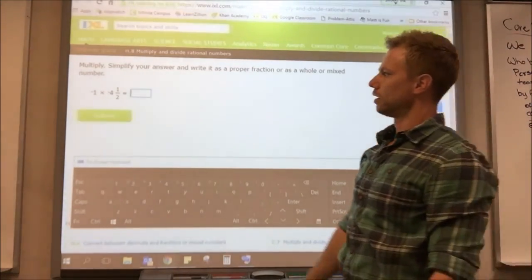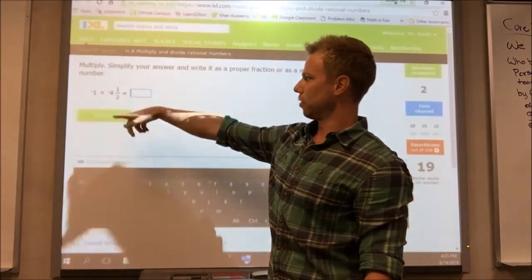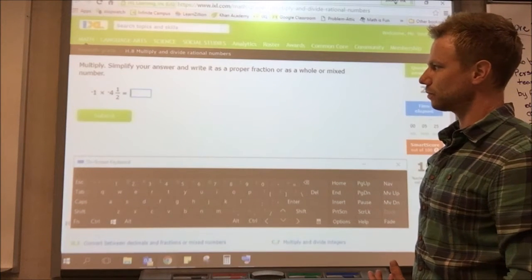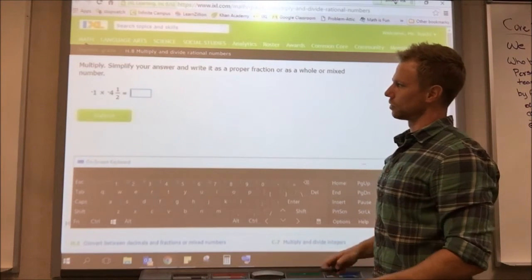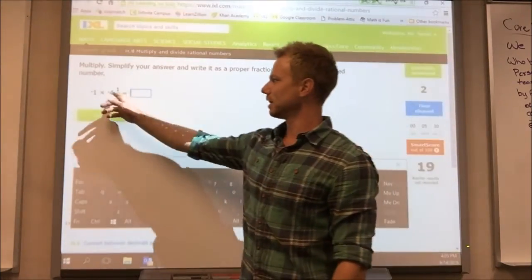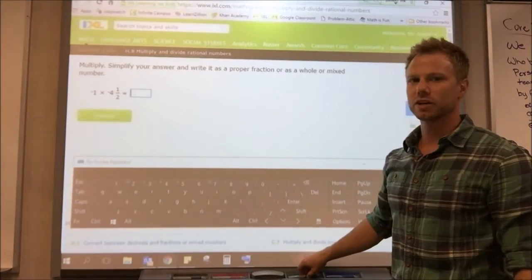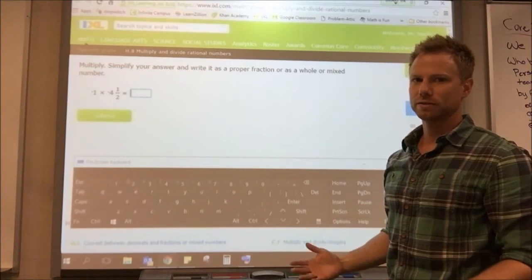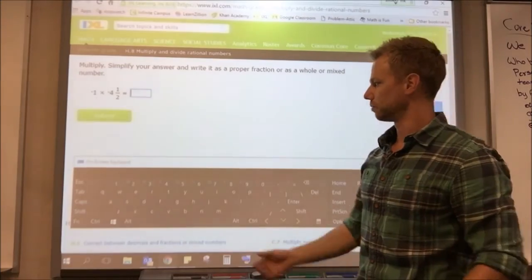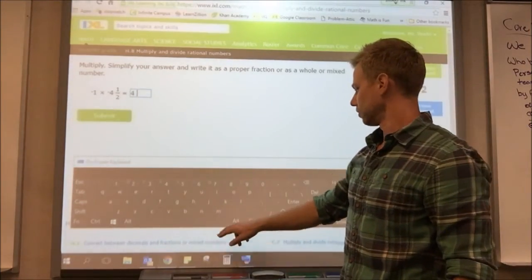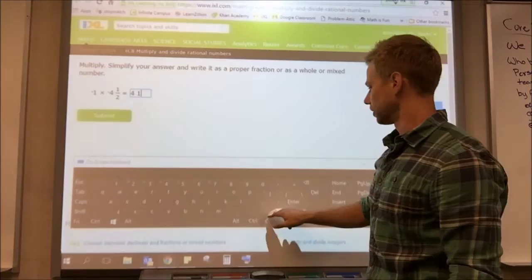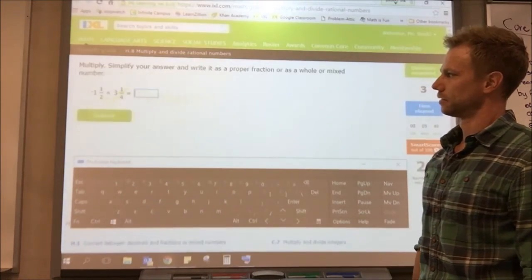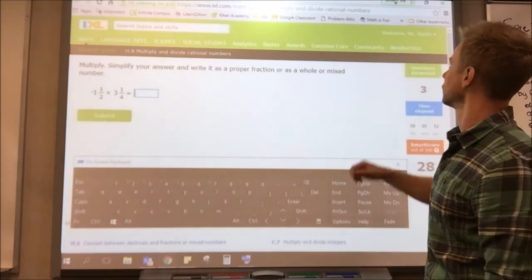Okay, let's try one more. This time we have two negatives, a negative 1 and a negative 4.5. Two negatives become a positive. So I know already that my answer is going to be positive. And actually, anything times 1 is just itself. 4.5 times 1 is just 4.5. 10 times 1 is just 10. 5 times 1 is just 5. So this is kind of a nice, easy one. It's just going to be 4.5. Okay? All right.